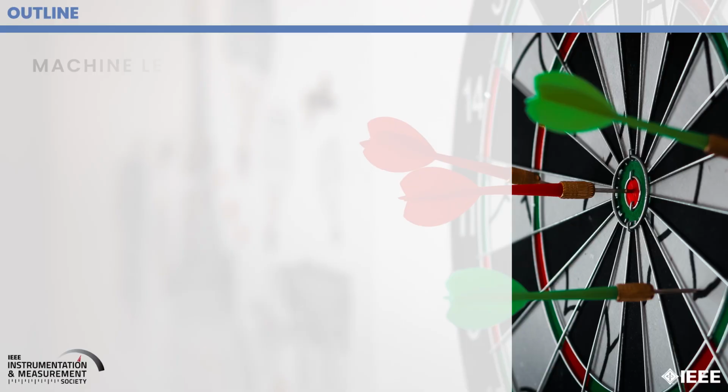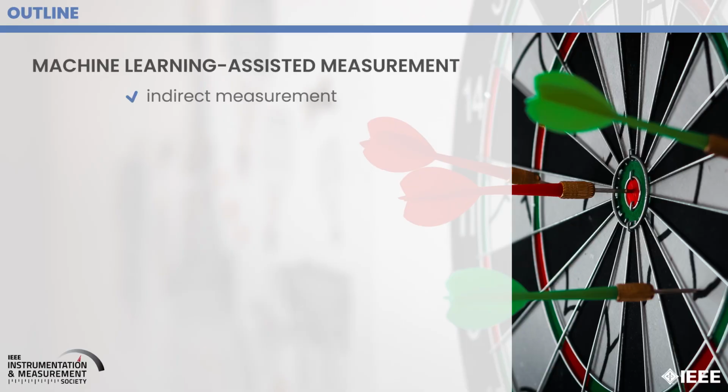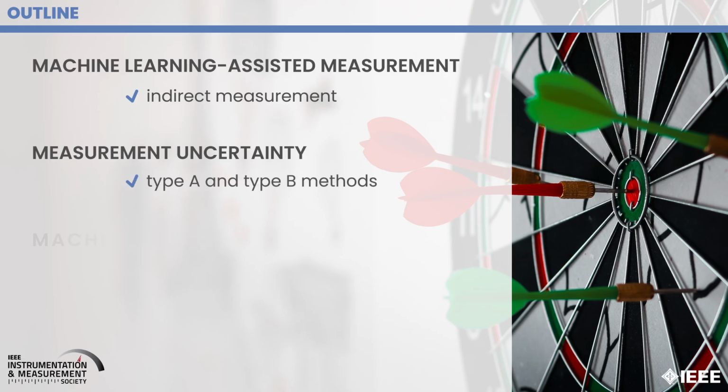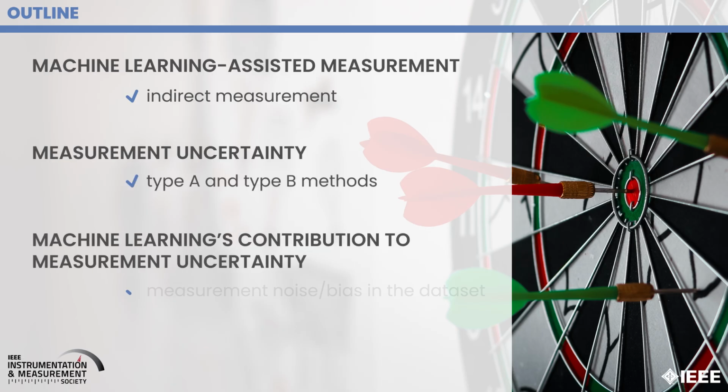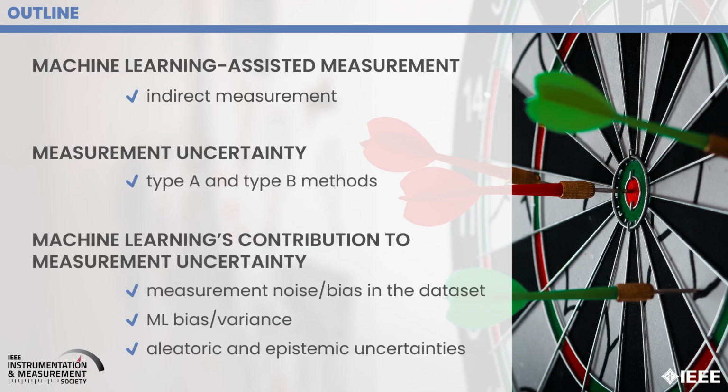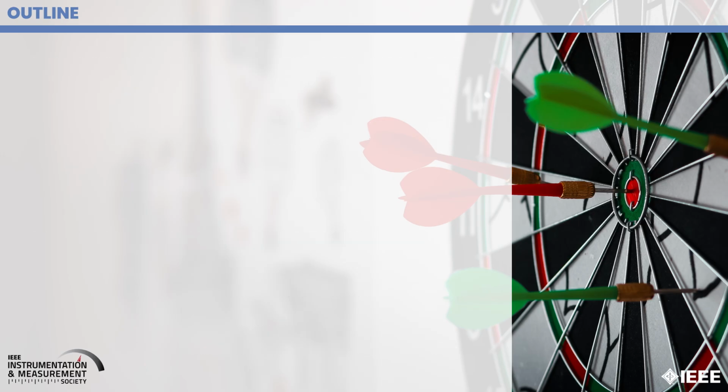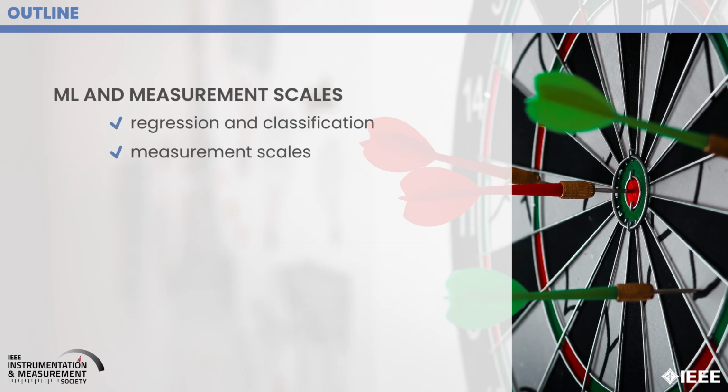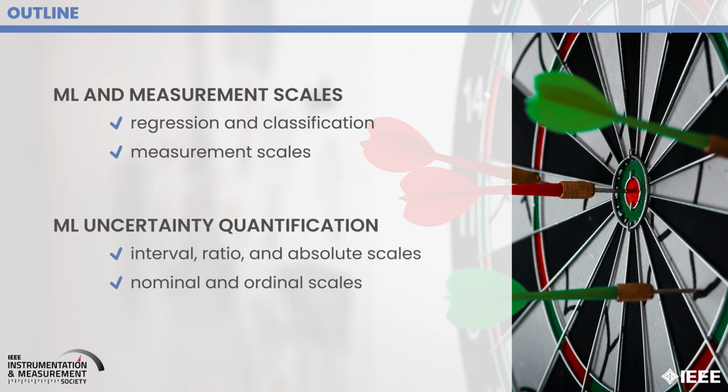So in this tutorial, we're going to look at how machine learning is used in measurement. We're going to very briefly look at uncertainty and then how machine learning contributes to measurement uncertainty. Then we are going to look at measurement scales that impact machine learning regression and machine learning classification differently. And finally, once we have all of that knowledge, we are going to look at how we can quantify the uncertainty of machine learning regression and machine learning classification.